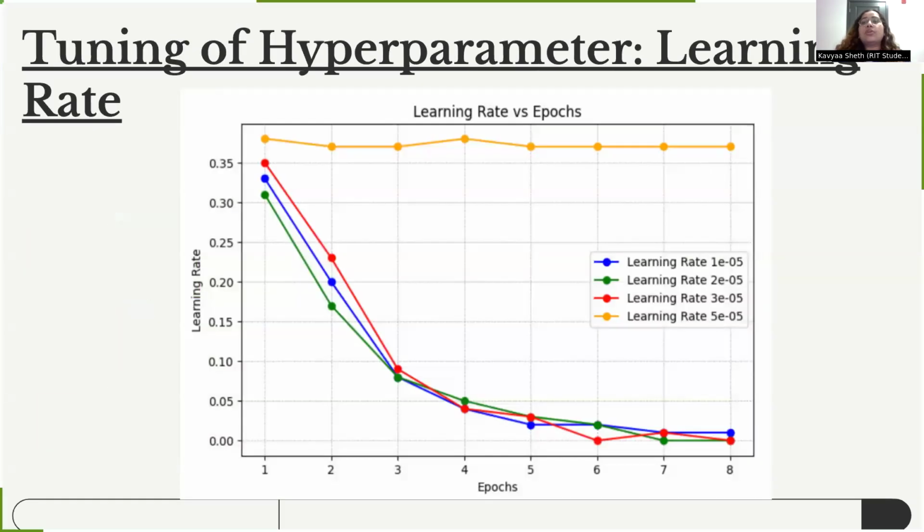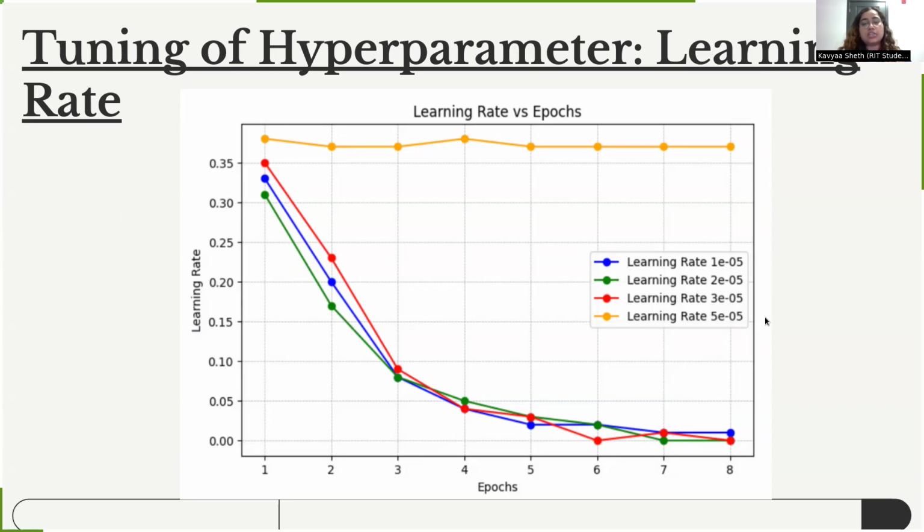Next, we'll be looking at the tuning of the hyperparameter learning rates. So we took the four most commonly used learning rates. And as you can see, the one in the green line, which is the learning rate of 2e-5, gives us the best performance over the epochs. And then the learning rate of 5e-5 gives us the worst performance. The ones in blue and green are close to each other, but green slightly outperforms the blue one, so we went with the learning rate in the green color.